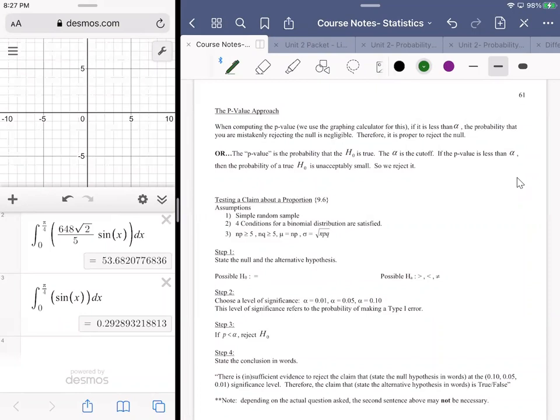I'm just wondering if that's the way I want to do it now. I'm just having second thoughts because we're using Desmos and not the TI calculator. We'll see.